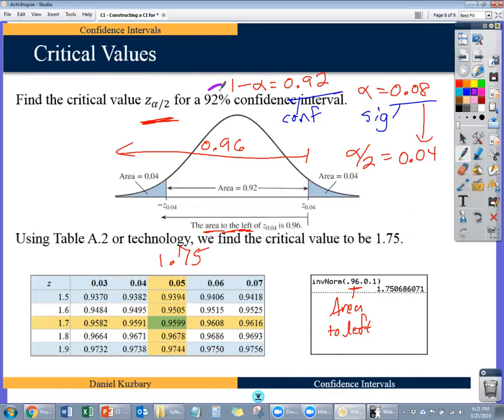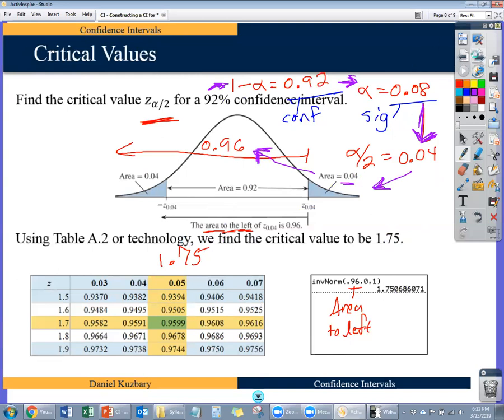So I started here, I got there. Need to draw the arrow better. I got there, and then I went from there to there, and then I went from there to alpha over 2, and then I went to my picture where 0.04 is there, and then 0.96 is on the left, and you need the area to the left to do this. Yeah, it's fairly complicated. Sorry about that. That's the way it works. So that's how you find critical values.